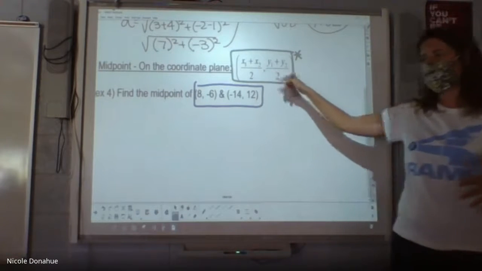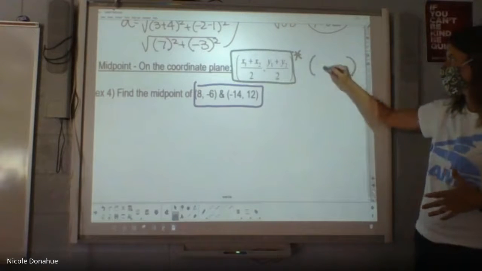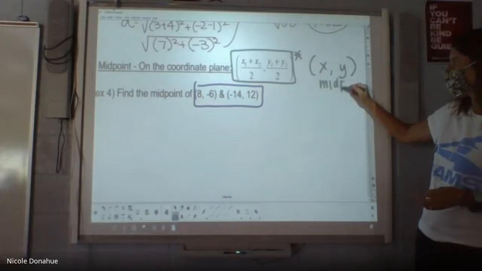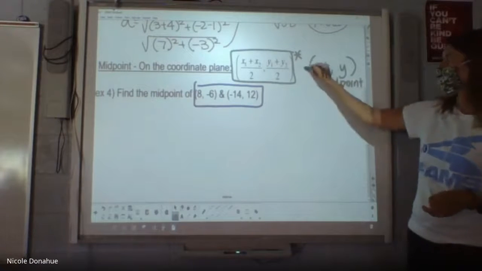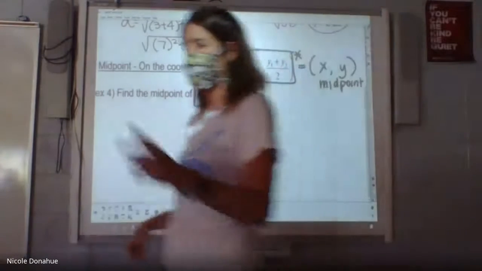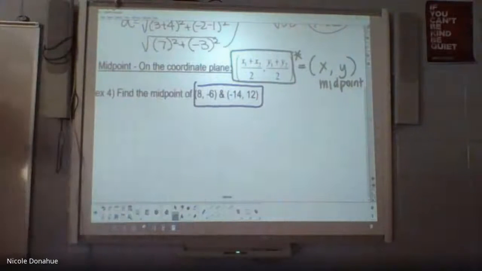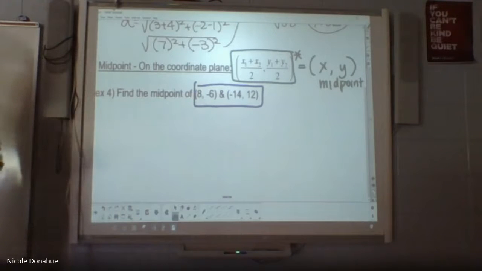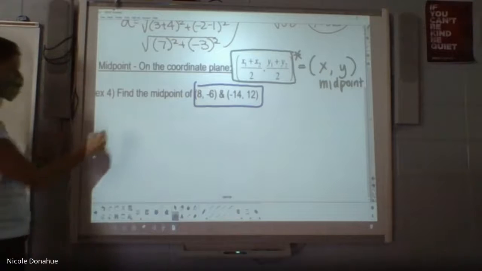And notice when you're done, it's going to be a coordinate point, because it's the middle point. So when you're finished, you'll end up with a midpoint as an answer. So you should have 2 parts as your answer. If they want us to find the midpoint between these 2 points, you have to take the x's and add them and divide them by 2. Take the y's and add them and divide them by 2.